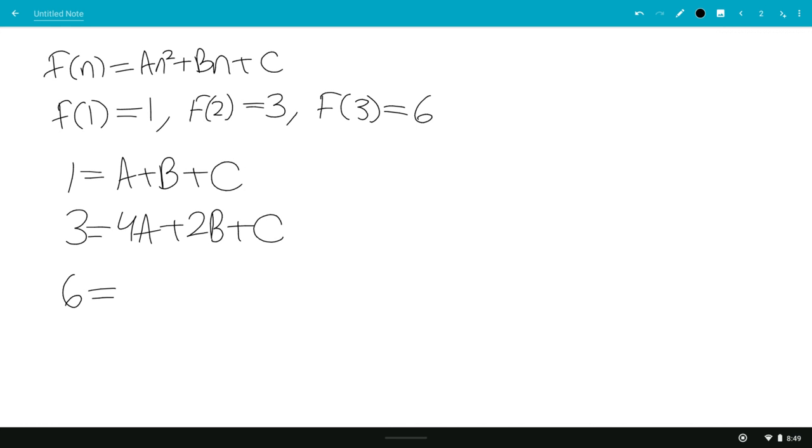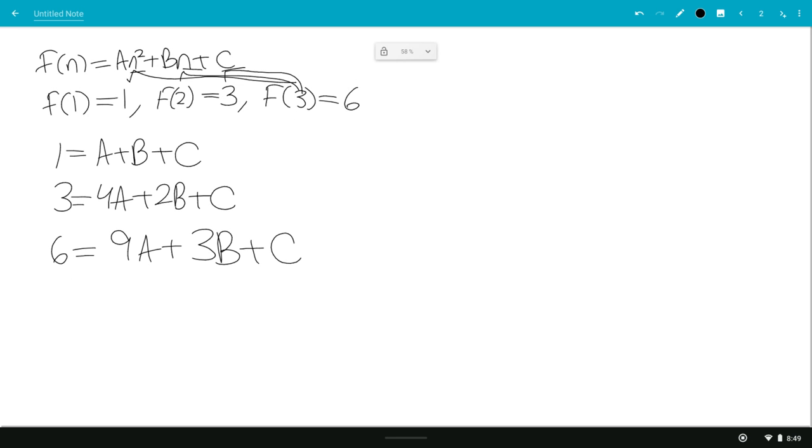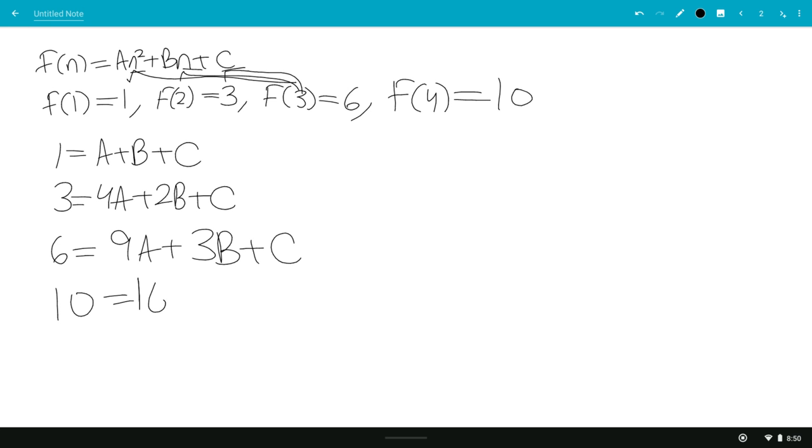And f of 3, you can plug that in, so that would be 6 is equal to 3 squared, which is 9, so 9a plus 3b plus c. You do it one more time, so f of 4 will be 10. So you have 10 equals 4 squared, which is 16a, plus 4b, plus c.